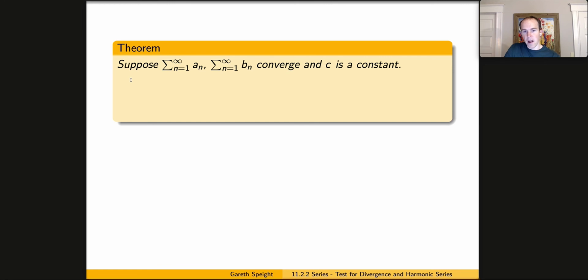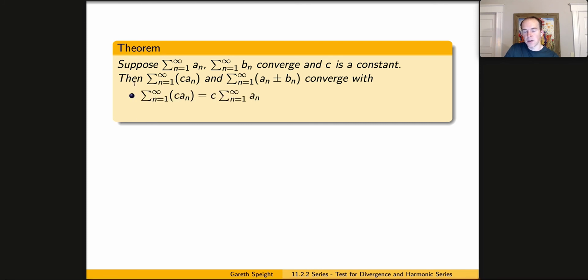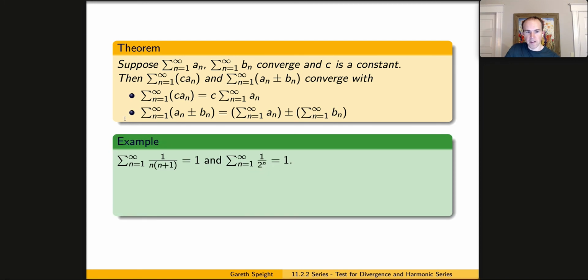Okay, next up, just something you would expect. If we have 2 convergent series, we can combine them by adding and multiplying by constants and so on. If the sum of an converges, the sum of bn converges, and c is a constant, then the constant multiple of an converges and an plus bn or an minus bn converge. The sum of a constant times an, we just pull the constant out, just like with integrals. The sum of an plus bn, we just split the sum. It's the sum of an plus the sum of bn. So nothing you'd find too surprising.